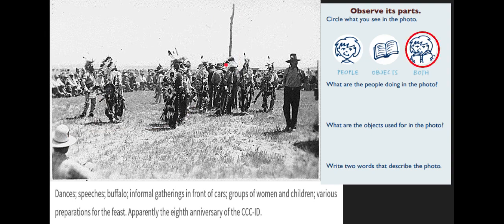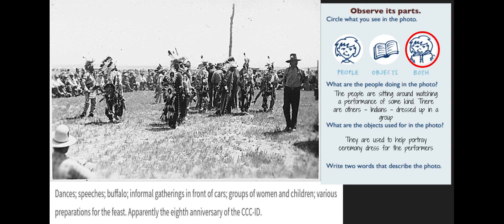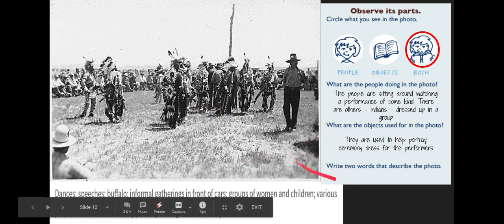Now, what are the people doing in the photo? Well, the people are standing around, they're gathered, some are sitting down in chairs. It looks like they're watching a performance. They're Indians dressed up in a group. Okay, so I'm just describing the photo. What are the objects used in the photo? They're used to help portray the ceremony dress for the performers. So they have the headdresses and the feathers, and I'm assuming that they would be used to help dress the performers.